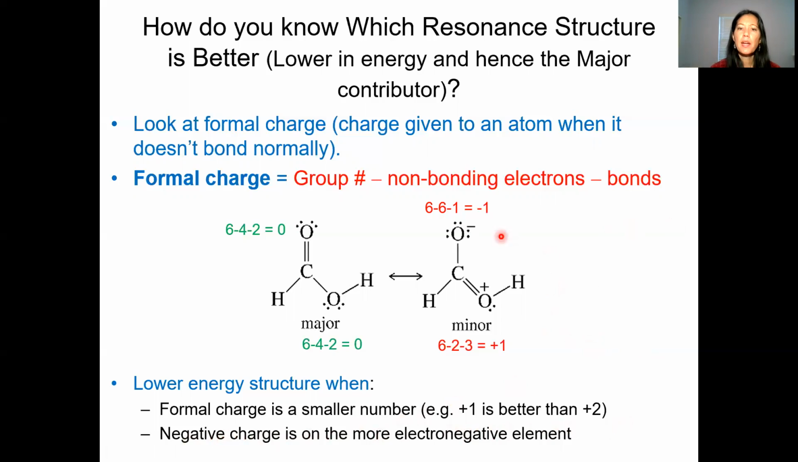The other thing is, why did I just choose oxygen to do this analysis? What about the hydrogens or carbon? I only look at the atoms where bonding is changing. So here, carbon has 4 bonds. In this structure, it also has 4 bonds. Nothing changed. Carbon's group 4. So 4 minus 0 minus 4, it ends up being 0.